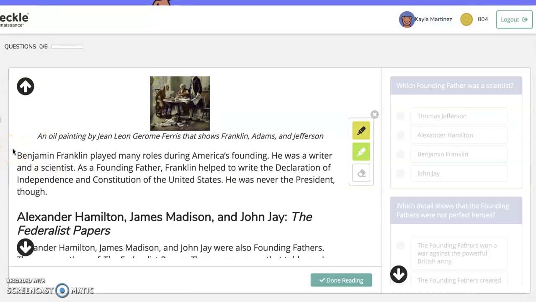Now, Benjamin Franklin, he was not a president, but he was very important. So Benjamin Franklin played many roles during America's founding. He was a writer and a scientist. As a founding father, Franklin helped to write the Declaration of Independence and the Constitution of the United States. He was never the president, though.